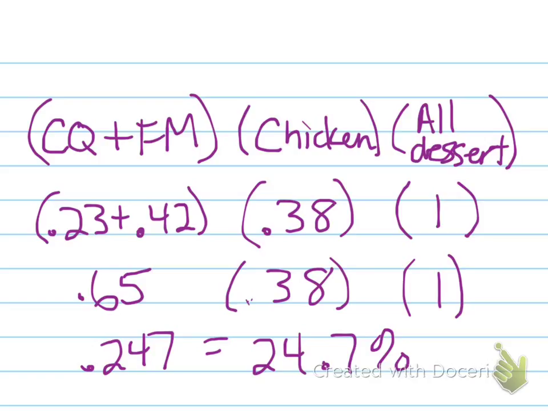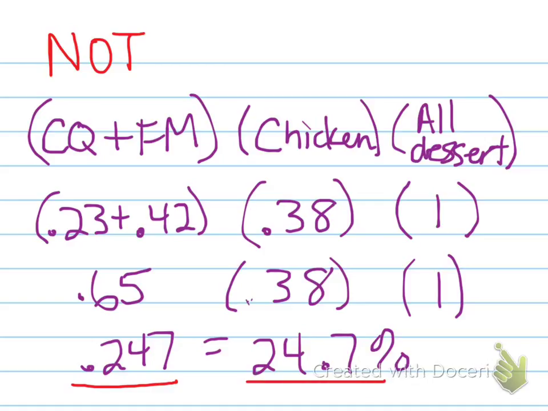While I'm thinking about it, it's not listed on your paper, but sometimes you want to find out the probability of not ordering something. So I'm just going to take this example since we finished it and find the probability of not ordering chips and queso or fried mozzarella, chicken strips, or any dessert, in that combination. So if I wanted to do the not probability, what I would have to do is the calculations you see here.